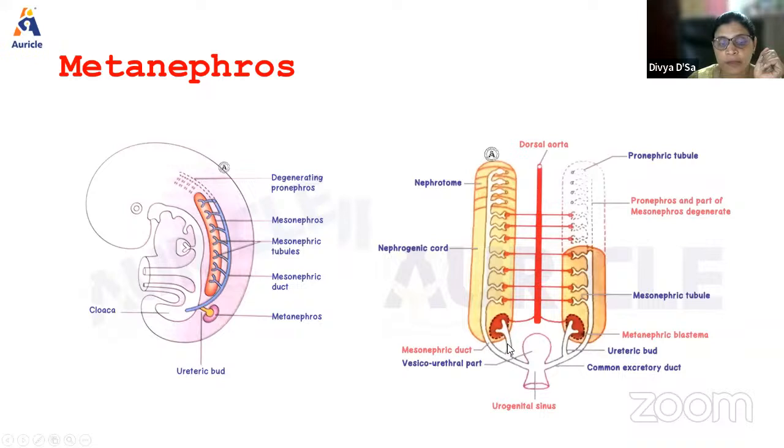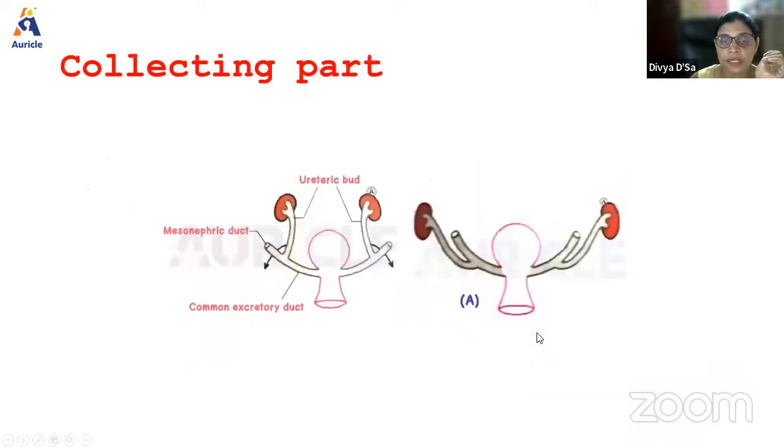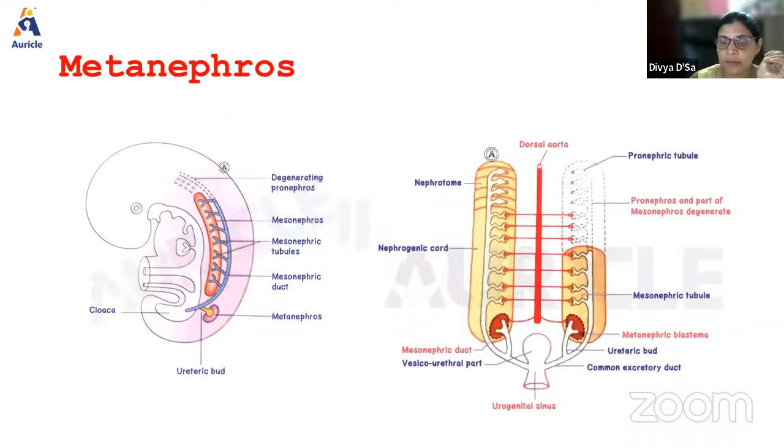The ureteric bud will go on dividing into 13 generations of divisions, by which it forms the major and minor calyces, so the entire collecting system of the kidney. So the kidney will have two parts. One is the excretory part.